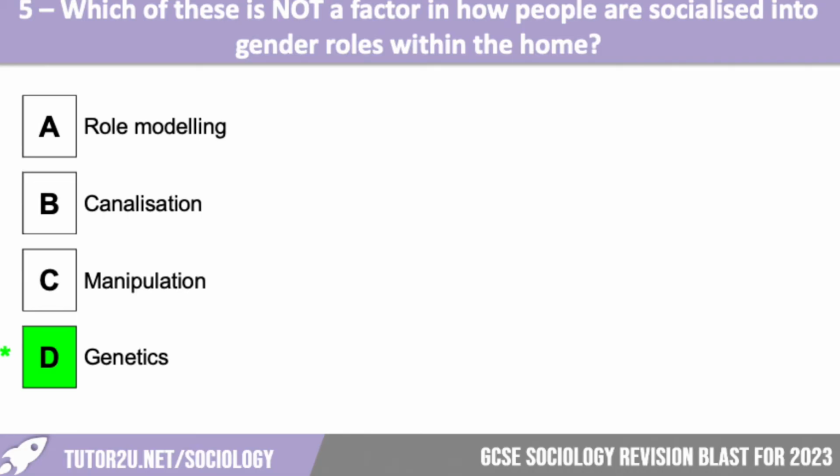So if we look at the 2 terms B and C there, these are key terms that you should be familiar with. Canalisation is all about giving children toys that socialise them into gender roles. So for girls, it would be things that would encourage nurturing, such as giving them dolls. It might also be things that would encourage them to think about domestic chores. So for example, giving a little girl a toy ironing board or a vacuum cleaner. In terms of manipulation, is how we speak to or how we treat boys and girls differently.